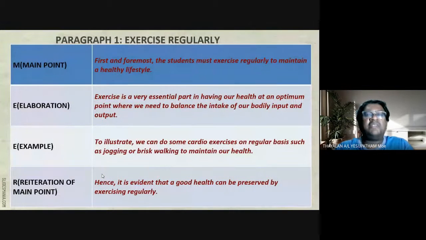See, paragraph number 1, exercise regularly. First and foremost, the students must exercise regularly to maintain a healthy lifestyle. So the main idea, exercise regularly, is stated explicitly, straight to the point, no beating around the bush, and direct. And then you elaborate. Exercise is a very essential part in having our health at an optimum point, where we need to balance the intake of our bodily input and output.